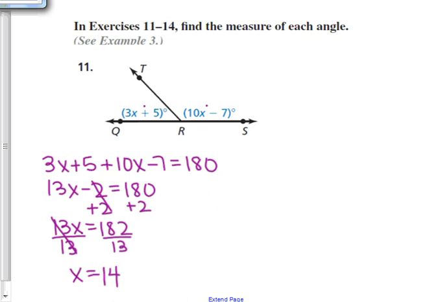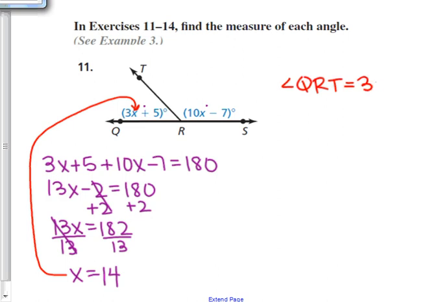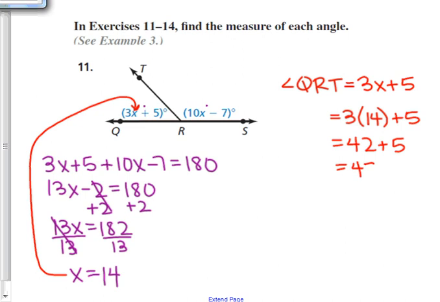What I want to do from here is plug this back in for my x. I'm going to start with the left one. So, starting with the left, angle QRT is 3x plus 5. But I know that x is 14, so I can go ahead and plug it in right away. 3 times 14 plus 5. And 3 times 14 gives me 42. So 42 plus 5 gives me 47 degrees is the measure of angle QRT. So here's one of my answers.